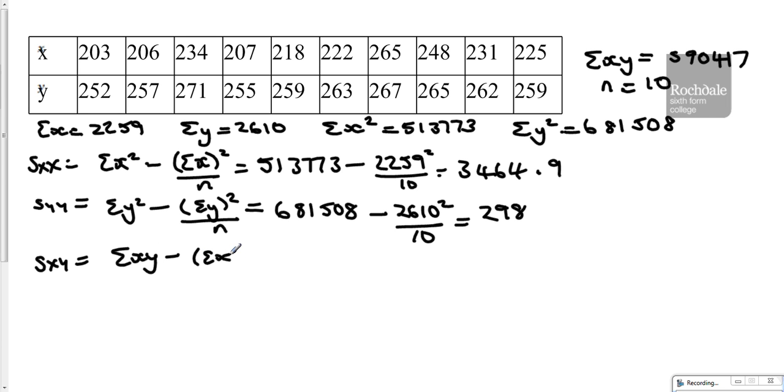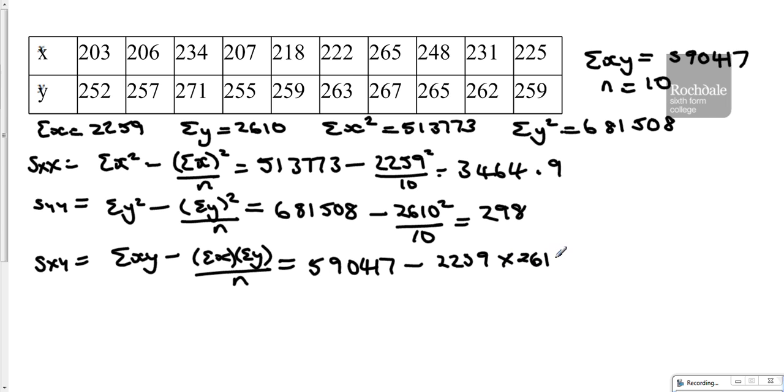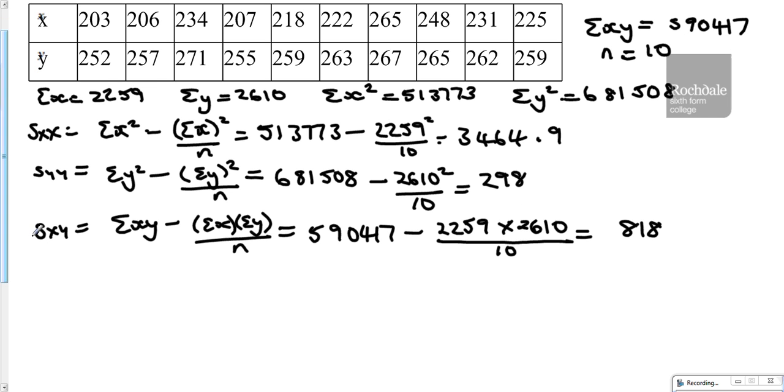So we have sigma x, sigma y over n. Again, substituting the values, we have 590417 minus 2259 multiplied by 2610 all over 10. And when I did that, that worked out to be 818. So you get quite a few marks for doing that in the exam. We'll do an exam question later.